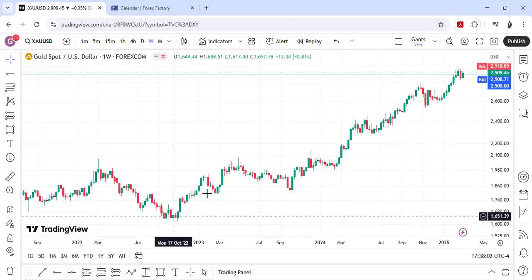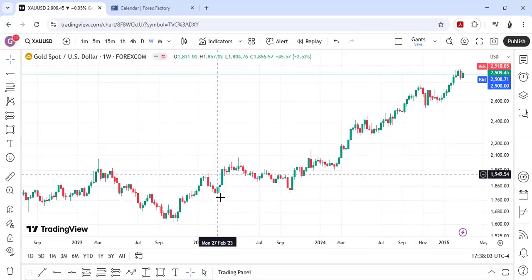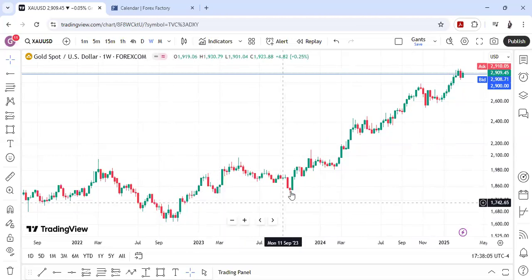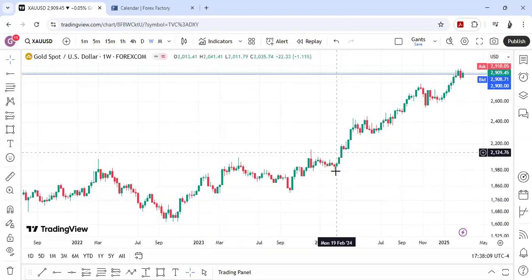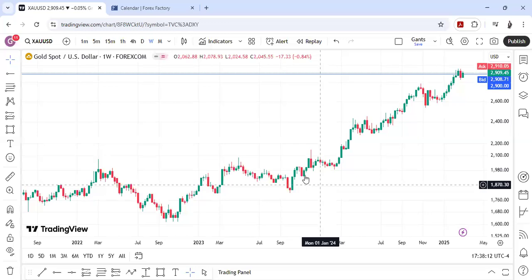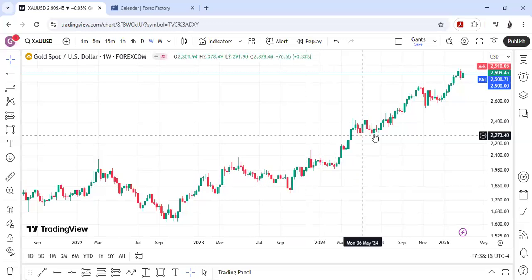For instance, people that were buying from here, if they adjusted their stop loss here, this didn't take them out because it didn't take out this low. It rallied higher, traded higher than that low that has not been broken. This low also has not been broken. This one has not been broken. These ones have not been broken.